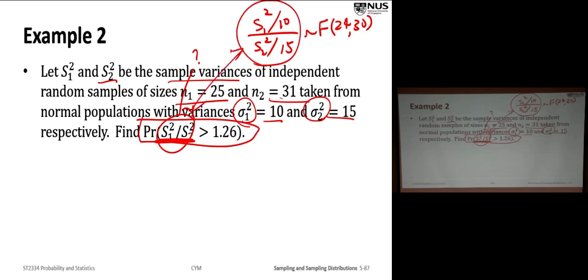I don't know the distribution of this one, but I know the distribution of this one. Are they the same? They're not the same. But S1 squared over S2 squared, times 15 over 10. Are these two the same? Yes, right? You just rearrange it. Dividing the denominator by 15 means that you multiply the numerator by 15. Dividing the numerator by 10 means that you put 10 in the denominator. So it's like that.